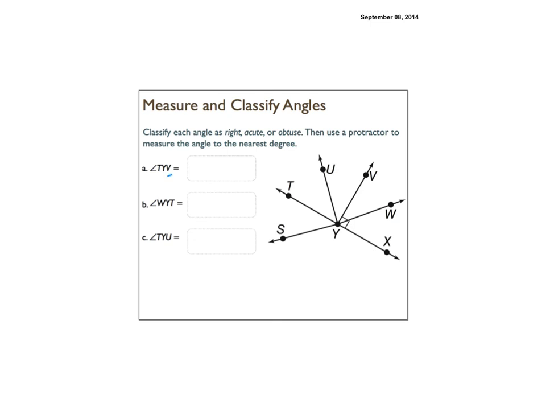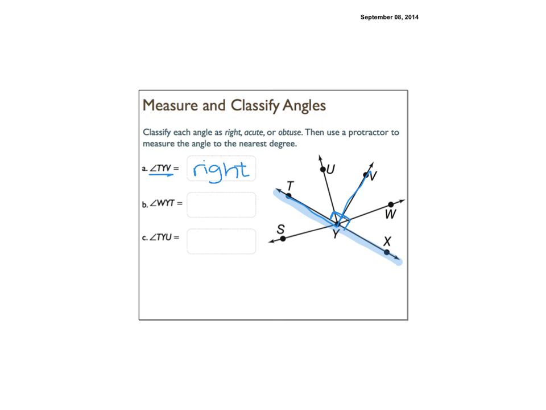So again, looking at your angle name, that's a road map. So you're going to follow from T to Y to V. All right, so now this I see is going to be a right angle because I see that this is a straight line, opposite rays. Now on a straight line, we have 180 degrees. So that means if this is 90 degrees, the other part has to be 90 degrees. So that means we have a right angle there.